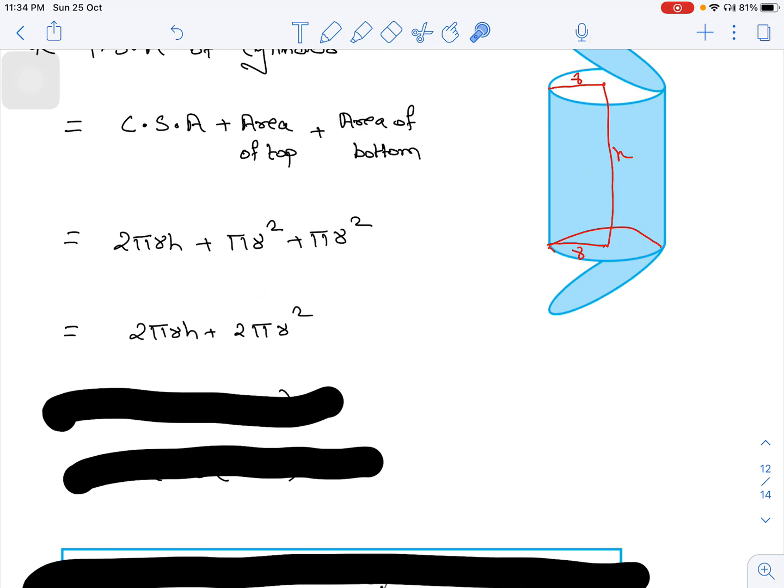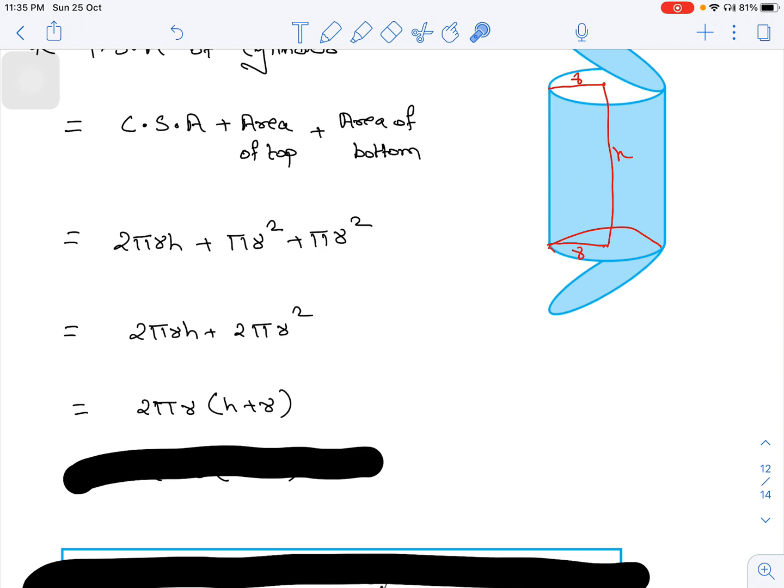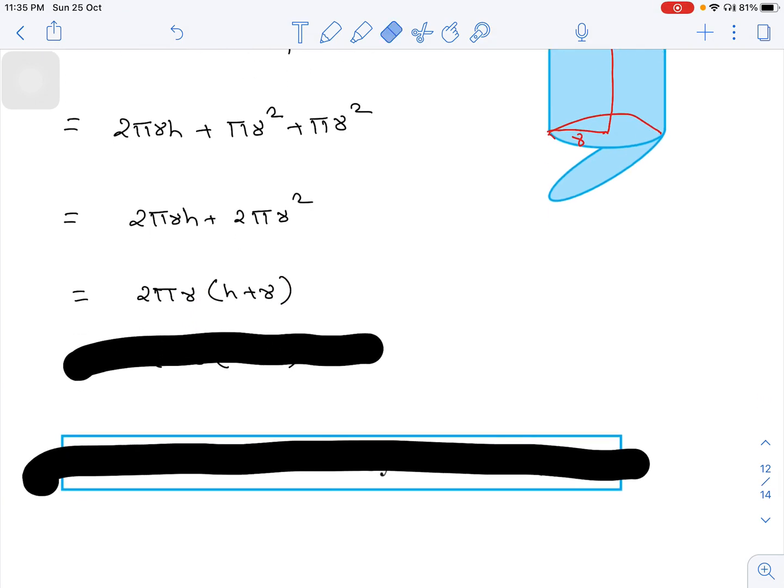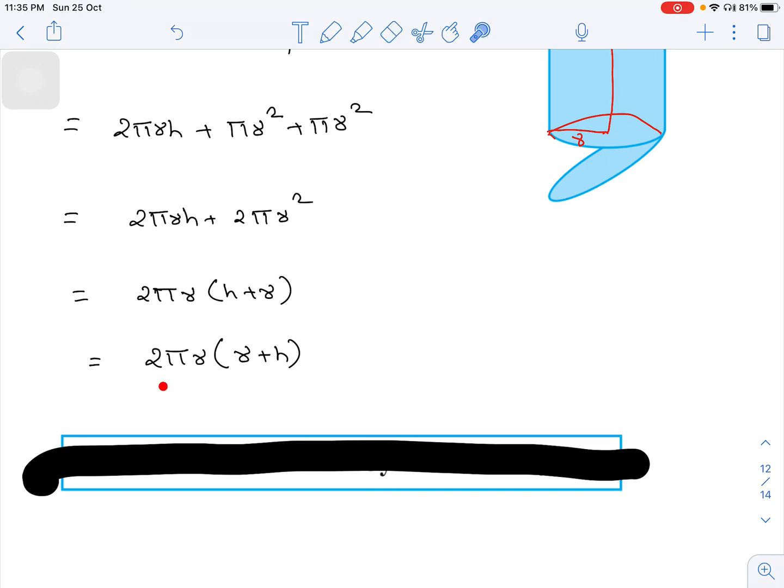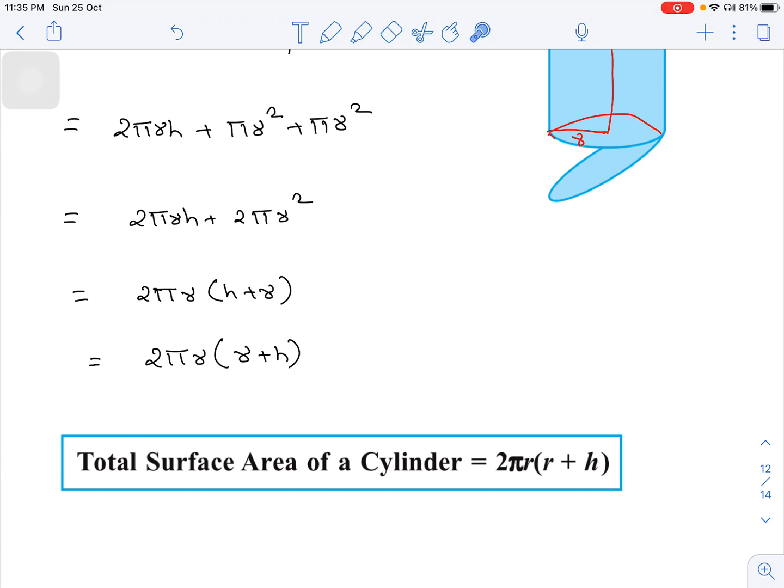Now it can be seen that here there are two terms, 2 pi rh and 2 pi r square. In the first term 2 pi r is present, in the second term also 2 pi r is present, so we can take this 2 pi r common. So inside the bracket you will get h plus, here two r's were there, one we have removed outside, so one will be present over here. As per our convenience, we can write it as 2 pi r in bracket r plus h. Okay, so finally what do we get? That the total surface area of a cylinder is 2 pi r into r plus h.